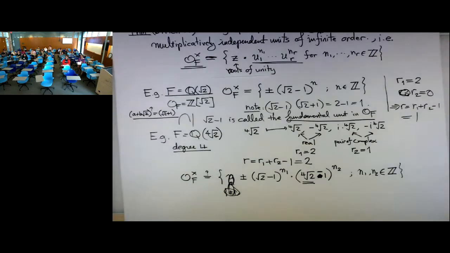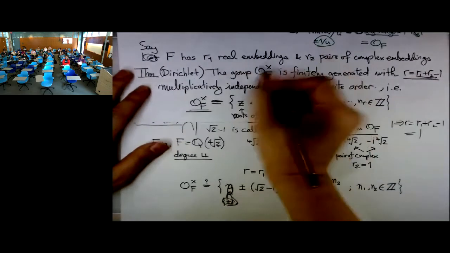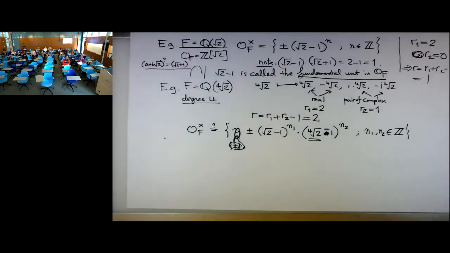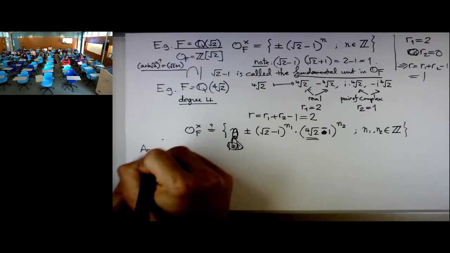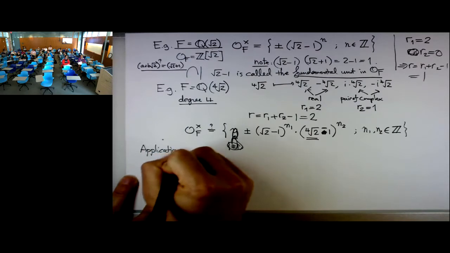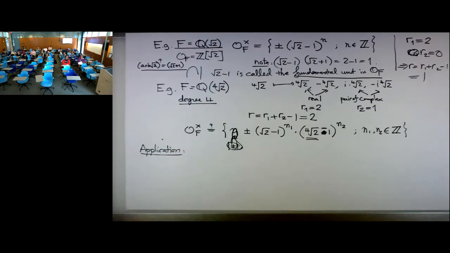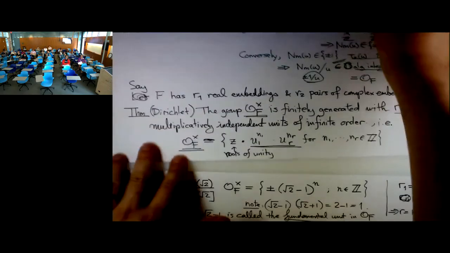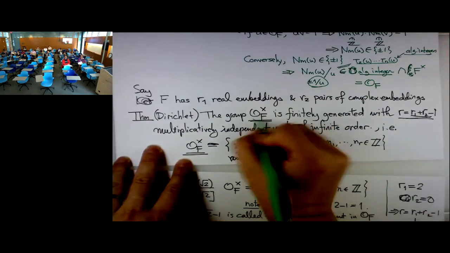Good. So anyway, I hope you get a good sense of what the group of units looks like. One of the typical applications of this is to the so-called Pell equation. Oh, I should say, sorry, before that, where's my theorem? There we go. So this theorem, I wrote here O_F cross, right?